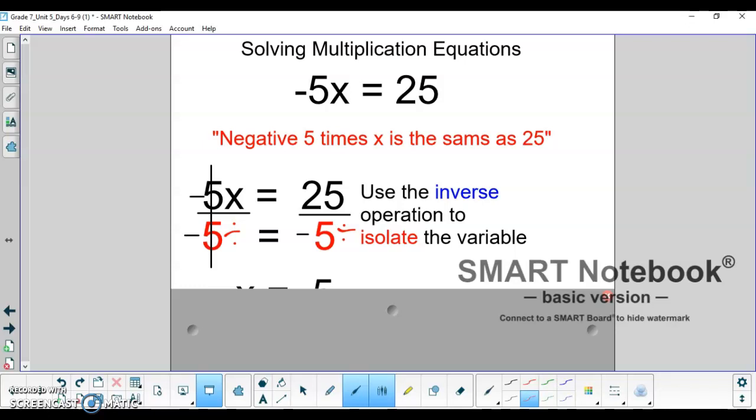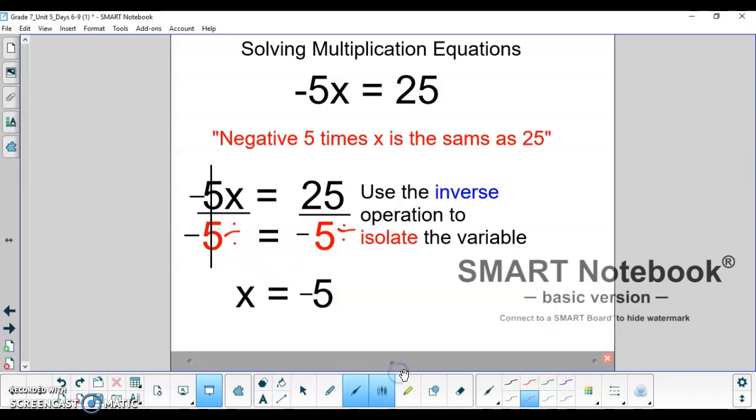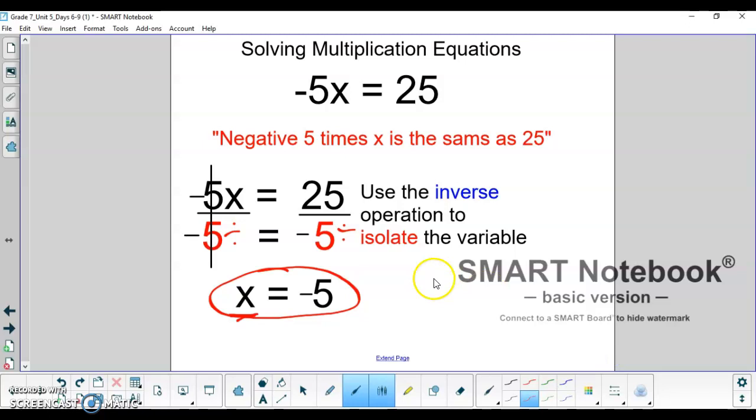So we get 1x. And remember, our final goal yesterday was to get x by itself. And then whatever I do to one side, I do to the other. So 25 divided by negative 5 is negative 5. And that's the answer. So make sure you have this one in your notes. I'm going to do one more example, and then you're going to try a couple on your own.